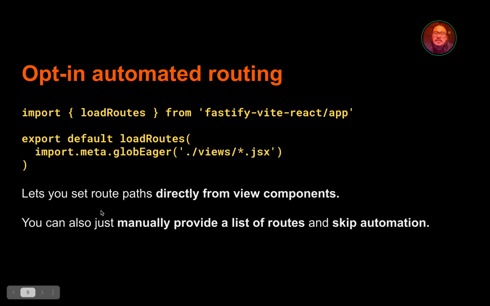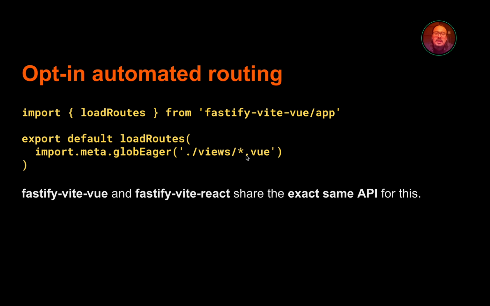So this new release introduces this feature where you are able to use the load routes helper to automatically manipulate the result of glob eager. This is provided by Vite. So it uses this utility provided by Vite to actually go into all files in the directory, and it will manipulate them in a way that's able to be understood both by Vue and Fastify, or React and Fastify. So you have the same exact API for doing that.